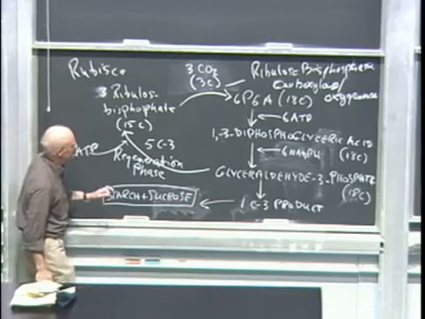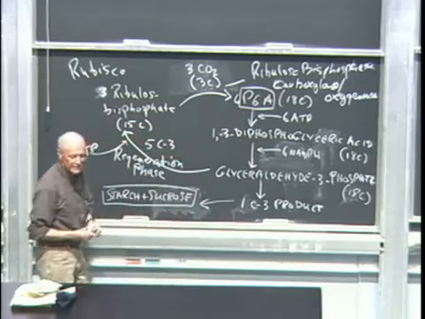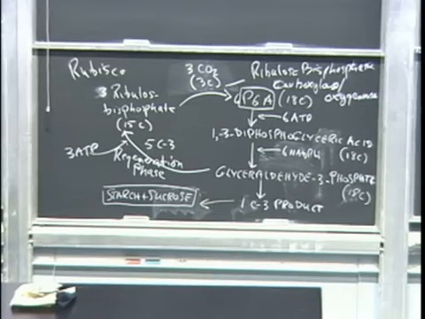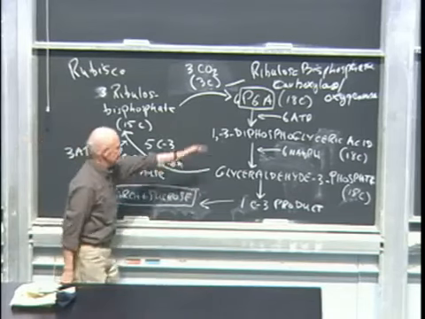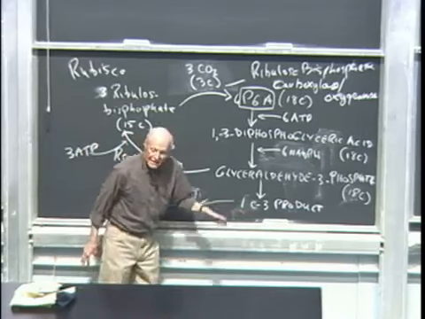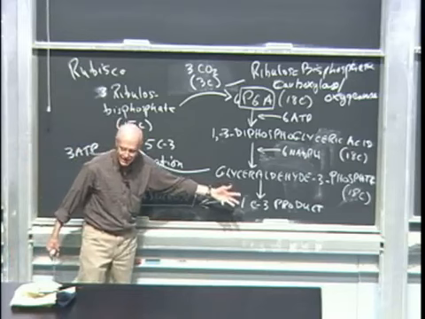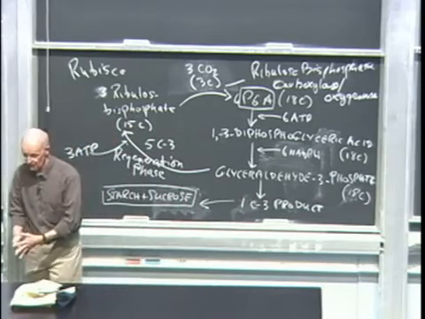What's important to realize is this is the first compound formed as carbon dioxide is fixed. It's converted into glyceraldehyde 3-phosphate. Glyceraldehyde 3-phosphate is a sugar product. If I take 2 glyceraldehyde 3-phosphates, I can make a glucose molecule, for example.